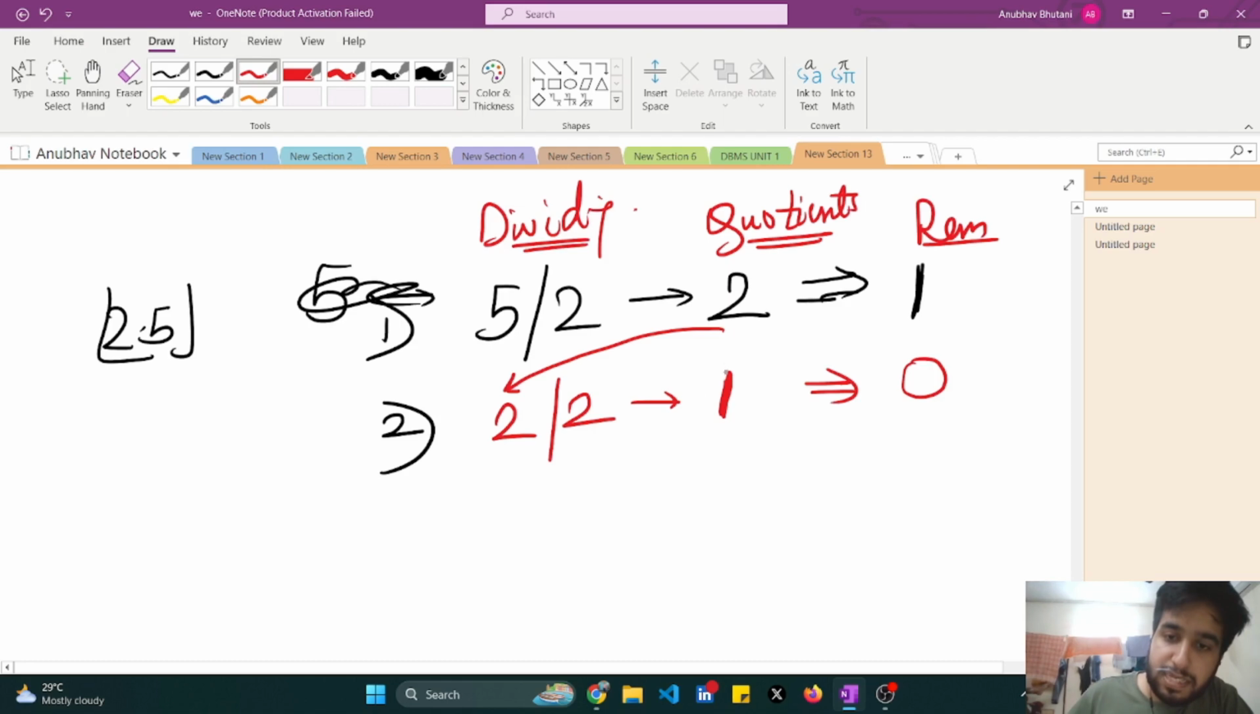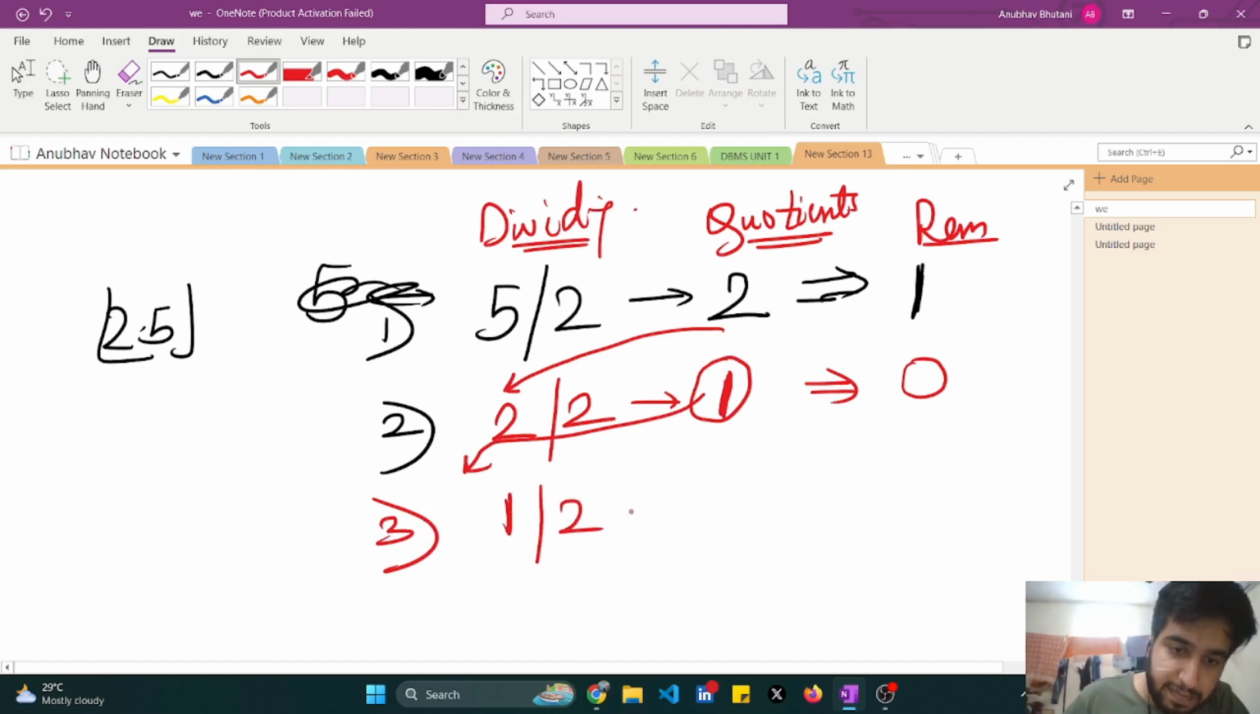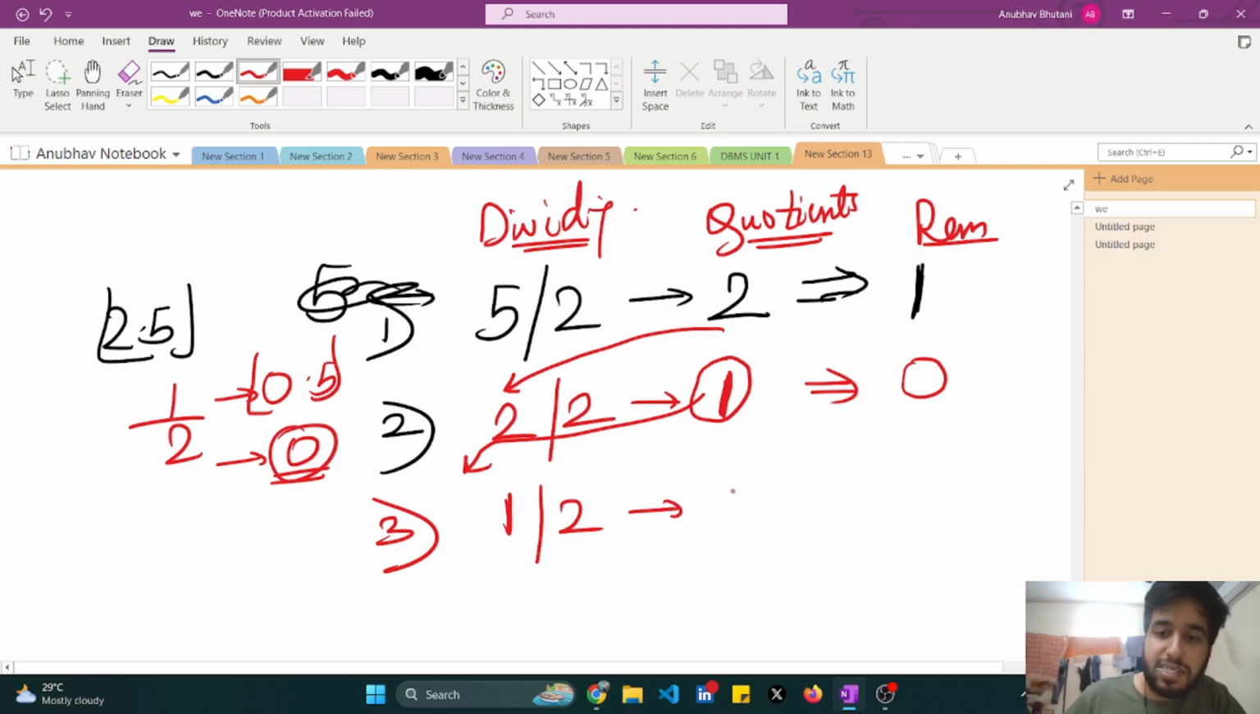So I'll repeat the same step. I'll make this one the dividend and again divide it by 2. If I divide 1 by 2, it becomes 0.5 and the floor of the value is taken. So the answer is 0. My quotient becomes 0. And what is my remainder in this case? It is 1.